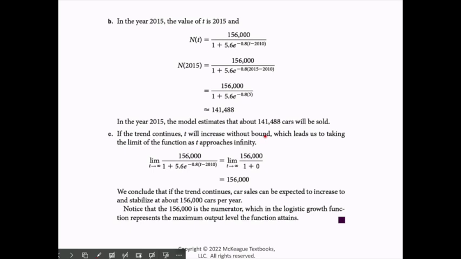Now, if the trend continues, t will increase without bound, but it's going to stabilize at a certain value. And based on the definition of our logistic function, that should be this top value right here, our M. But if we look at it in terms of limits, if we want to go way far out for t, we're going to take the limit as t goes to infinity. So that means we're going to start at 2010 for t, and then we just increase without bound.